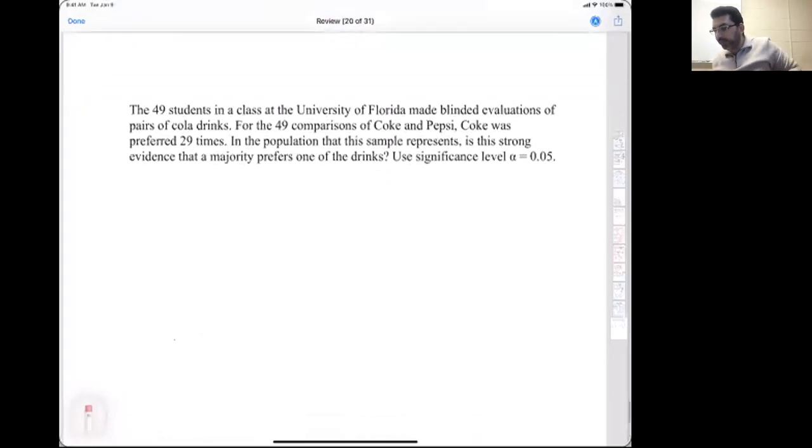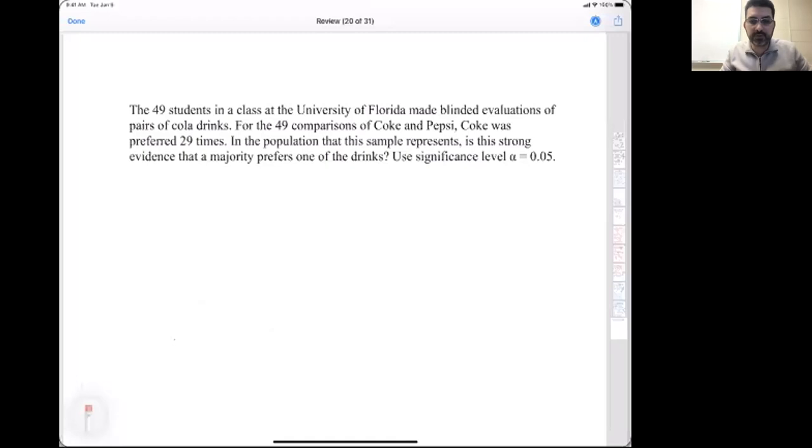Okay, so now we have the 49 students in a class at the University of Florida who made blind evaluations of pairs of cola drinks. For the 49 comparisons of Coke and Pepsi, Coke was preferred 29 times. In the population that this sample represents, is this strong evidence that a majority prefers one of the drinks? Use significance level alpha 0.05.